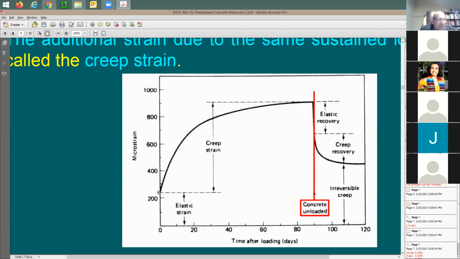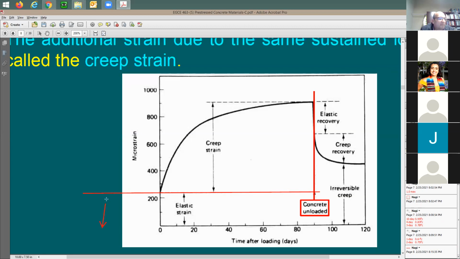So this amount of strain that happens above the elastic strain, I'm going to say here's the elastic strain line, right? And this can be the amount of elastic strain, going to be taken by this line, from here to there. It gives you the amount of elastic strain.